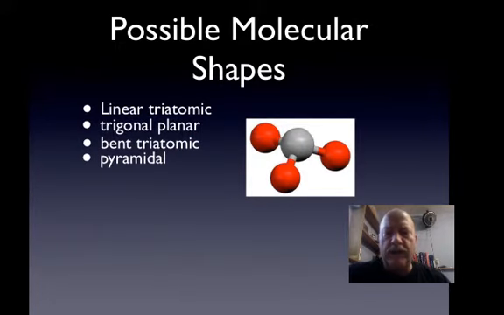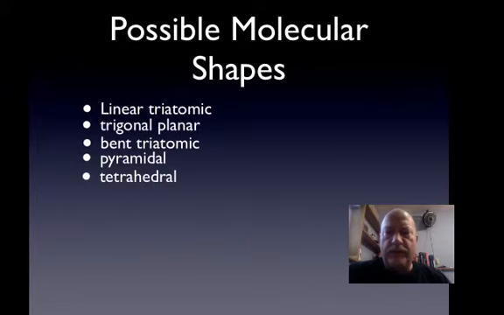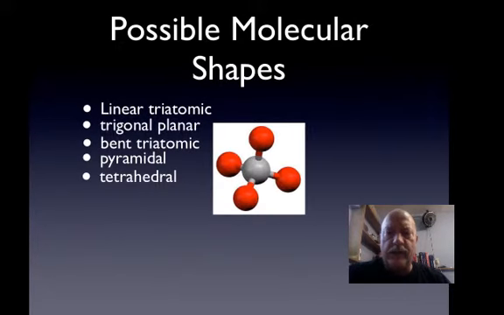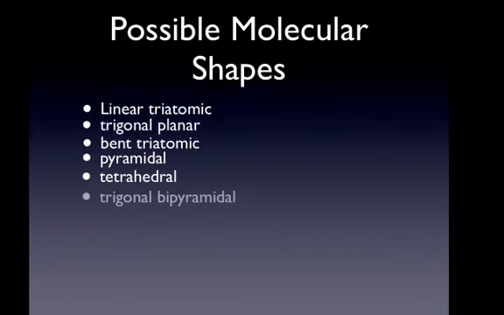Pyramidal would be like ammonia, the NH3 molecule, and it's going to stand up, and if you kind of filled in the sides, you would get a three-sided pyramid. Then you have tetrahedral. That's like the methane molecule. That's going to look like that. And it also looks like a pyramid, but it's got an extra atom in there. They call that tetrahedral because there are four parts that stick out from the central part.